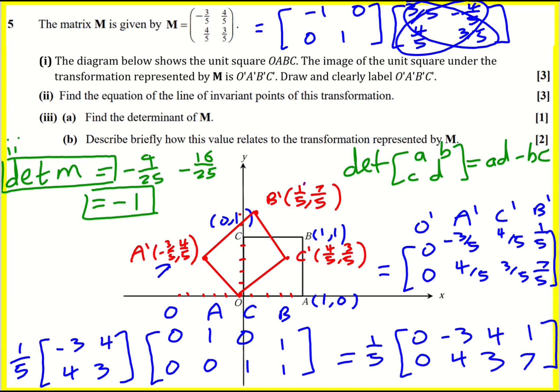And then finally, we're asked to briefly describe how this value relates to the transformation represented by M. There's two aspects actually. There's a couple of marks here. We need to talk about what the 1 means. The number itself, ignoring the negative, gives you the scale factor for the area. So in this case, the area stays the same. However, the negative doesn't mean you get a negative area or anything. The negative is to do with the orientation, a little bit like with enlargements when you have a negative scale factor.